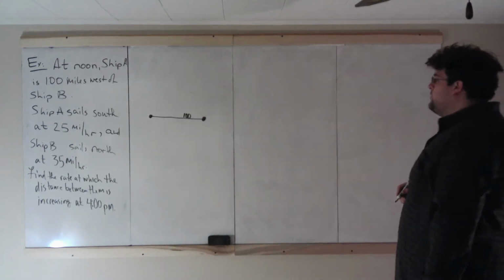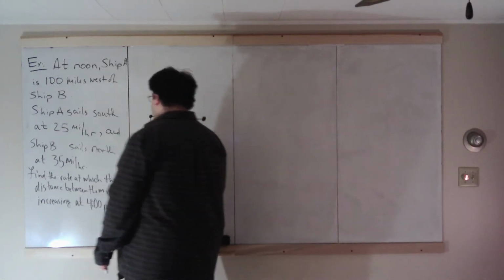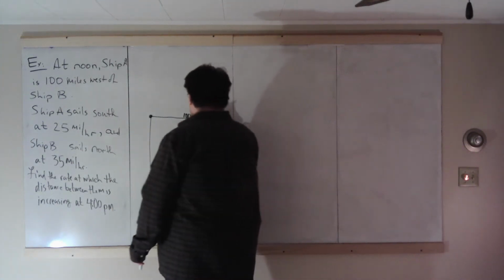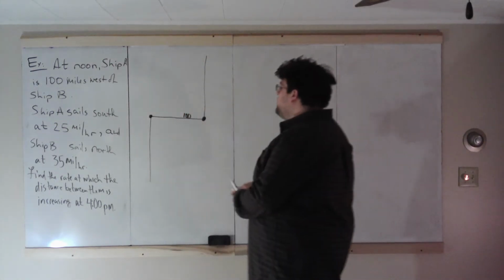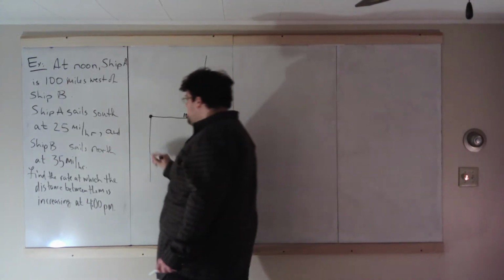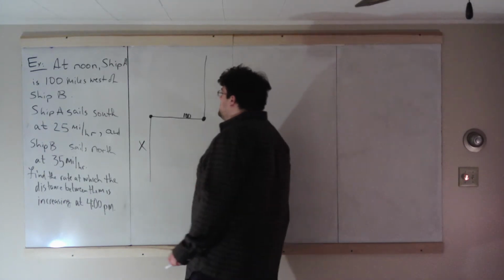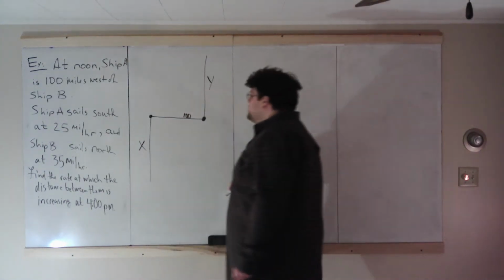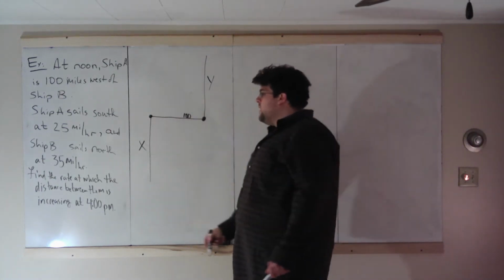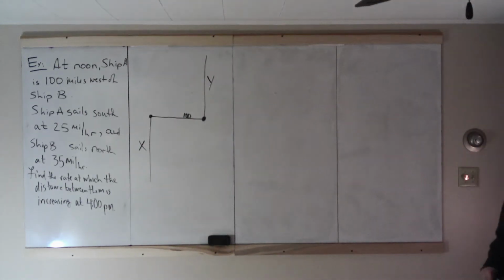That distance is 100. Ship A sails south at 25 miles per hour. Ship B sails north at 35 miles per hour. So right here we have some quantities which are changing as time is changing. This distance here is changing as time is changing. Call it x. This distance here is changing as time is changing. Call it y. Ship B is here, ship A is there. So we have those quantities which are changing as time is changing.